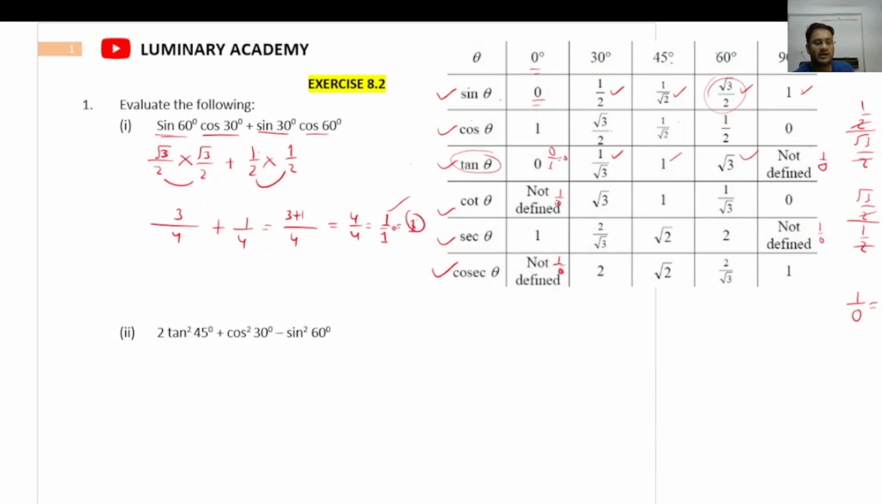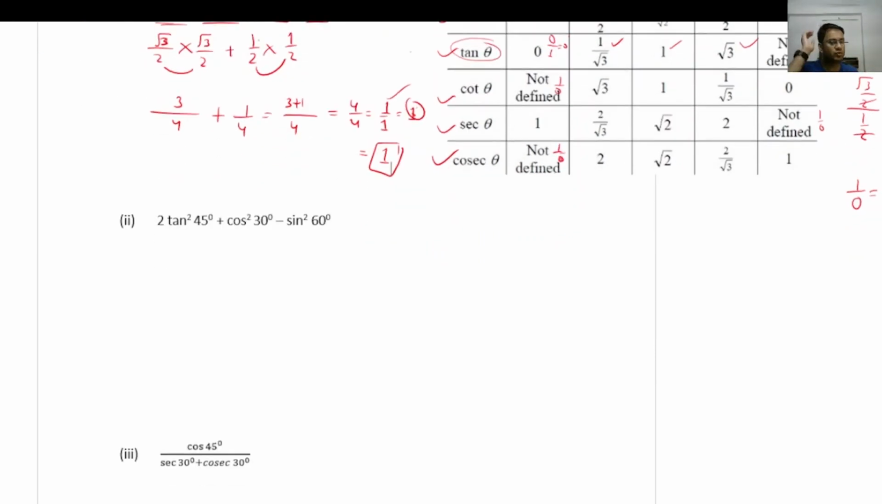So we got the answer. The final answer is 1. Then the next question, first question, second part: it is 2 tan 45. So you need to find the value of tan 45.